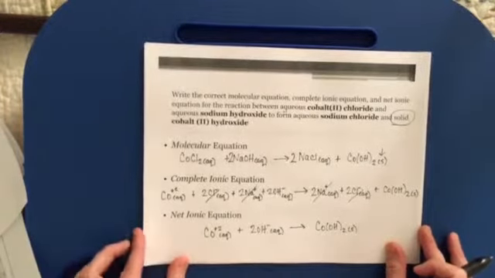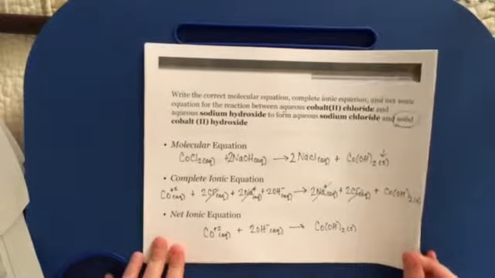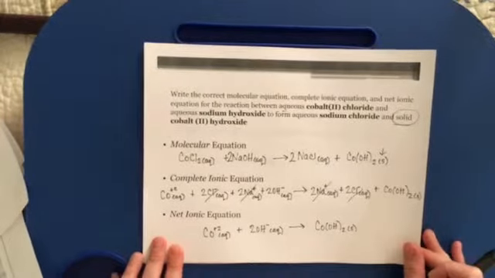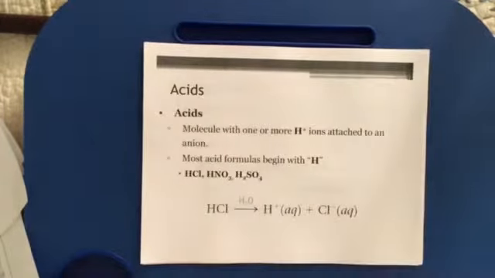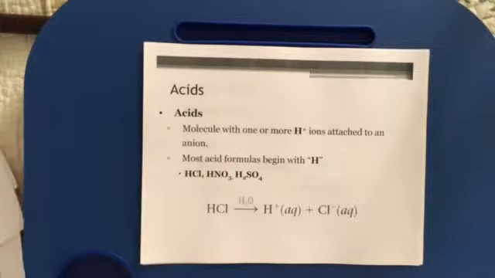And that is your net ionic equation. Okay. Another type of these reactions, these aqueous solutions, are when you have acids and bases react with each other. So we're going to talk a little bit about acids because we haven't talked about that before. We'll talk about this later in the next semester, but we're just going to briefly introduce this.